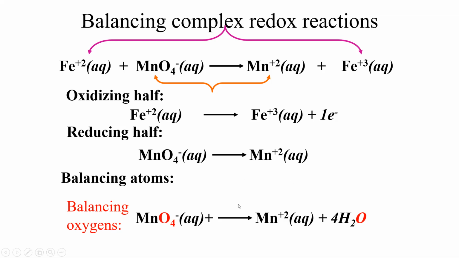And the only way we can do that, because it occurs in an aqueous medium, is to introduce water. The number of moles of water we introduce will be equivalent to the number of atoms of oxygen we want to balance. In this case, we have 4 atoms of oxygen we are balancing, so we introduce 4 moles of water. So now oxygen is balanced, manganese is balanced, but we have also brought in another element into the equation, and that is hydrogen. We now have 8 atoms of hydrogen.